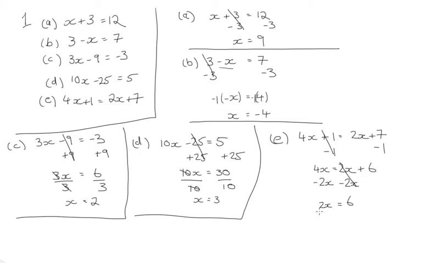Now I want to get rid of this 2, so I divide both sides by 2, and they cancel each other out. And x is equal to 6 divided by 2, which is 3. Okay? Now, if you're checking, there you go, there's the answers. All right, let's move on to the next set of questions.